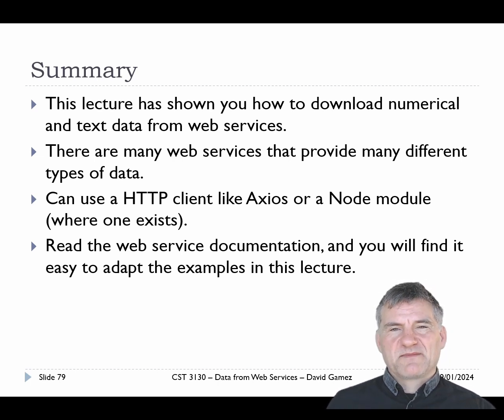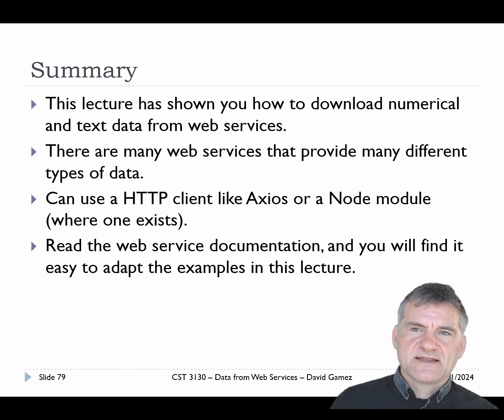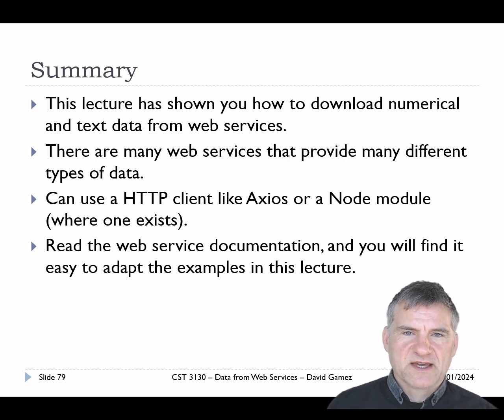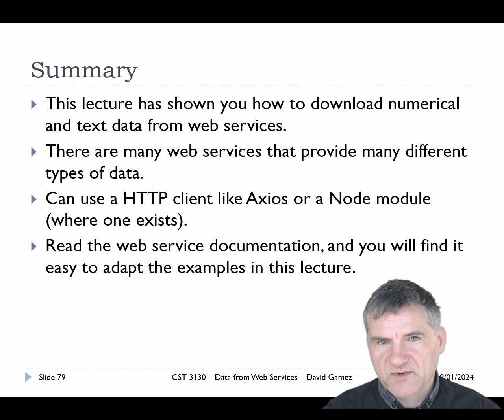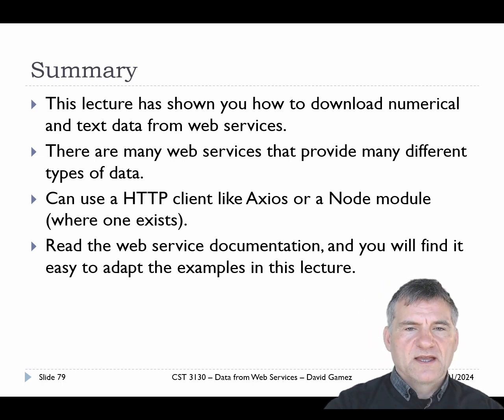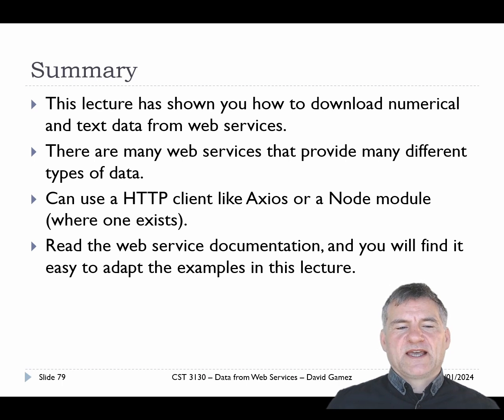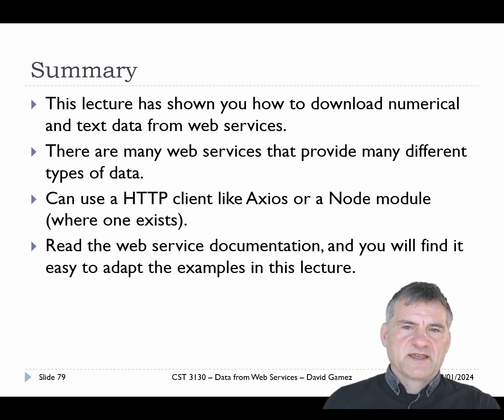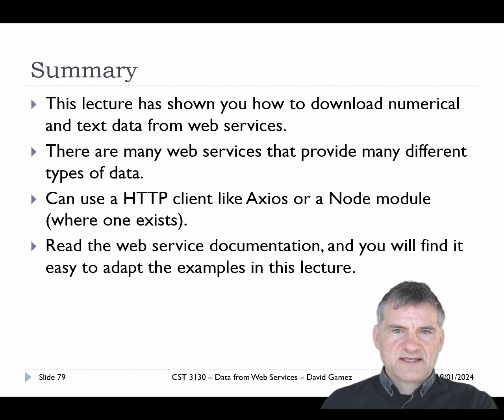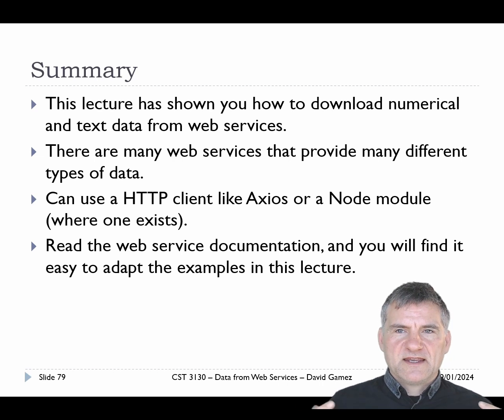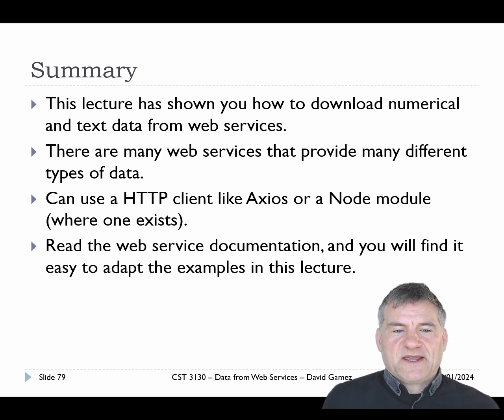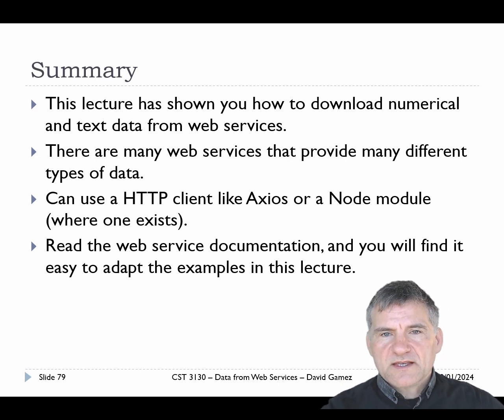Yeah, and I probably wouldn't bother much with Node modules unless there are complicated authentication methods, such as in the case of Twitter/X. Yeah. With all these things, you need to read the documentation, and then you can easily adapt the examples I'm giving you here to download the data from your particular web service that you've chosen, yeah? Because they all have complicated combinations of paths and query parameters, and that's usually described in the documentation, but obviously if you don't read it, you're not going to know it, yeah? So that's about it, I think.